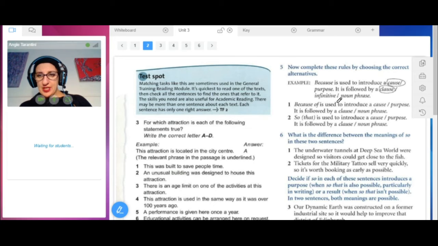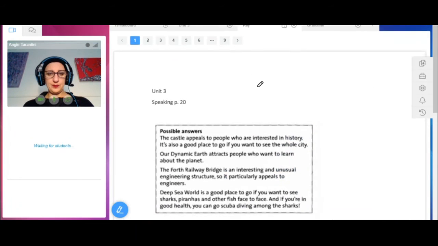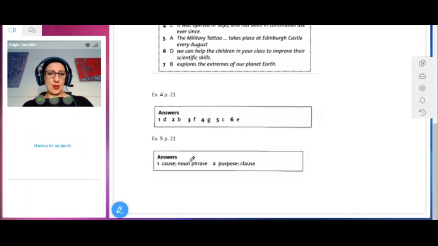So, because of is used to introduce what? So that is used to introduce what? Cause, purpose. And is followed by what? A clause or a noun phrase? Think about it for a minute. So, because of is used to introduce a cause, and it is followed by a noun phrase. So that is used to introduce a purpose and is followed by a clause. All right?